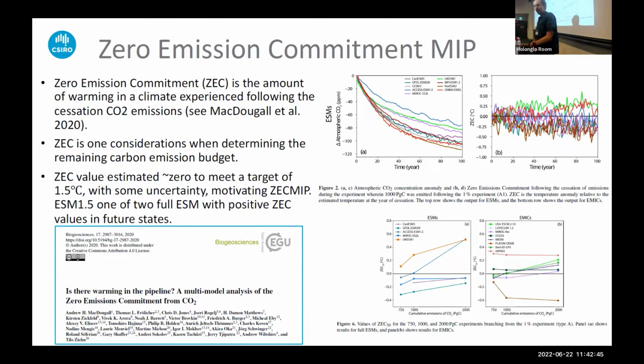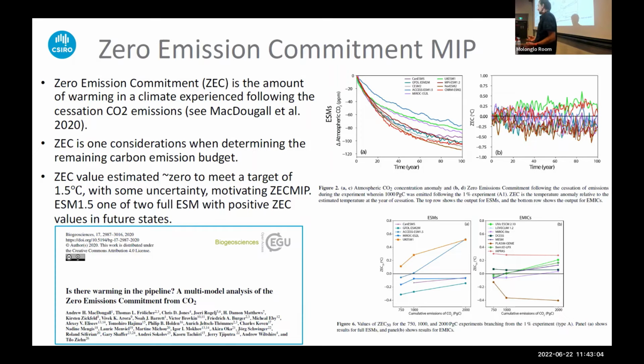And that's largely the ocean here. And so a reduction in the amount of heat being taken into the ocean is like a net warming effect. And so, in that initial report, the ZEC was about 0, but that wasn't based on many models. Hence the initiative to run the ZECMIP and have multiple models.